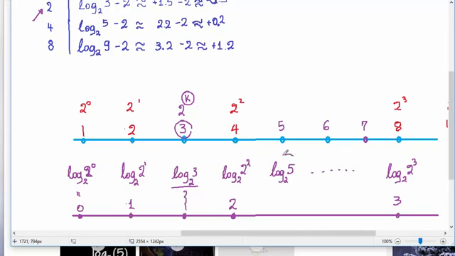So log of 5 with base 2 will be somewhere here. Log of 6 will be somewhere here. Log of 7 will be somewhere here. And the distance between 2 and 3, if you split it into 4 pieces, as you can see right here, then this must be around 2.25. This must be around 2.5. This, that is the log of 7 with base 2, must be around 2.75.